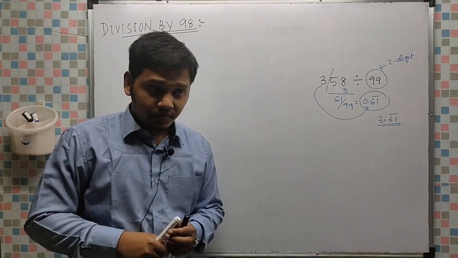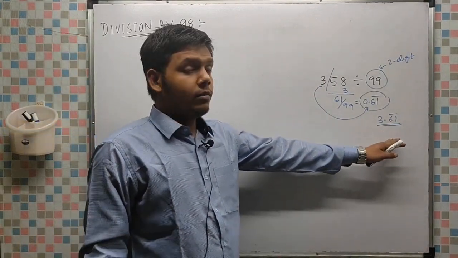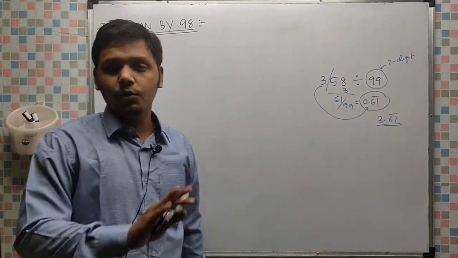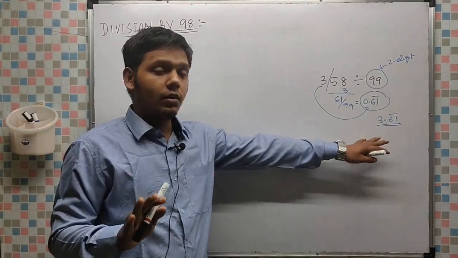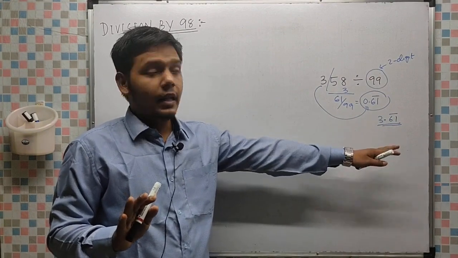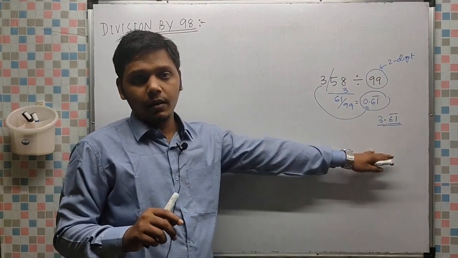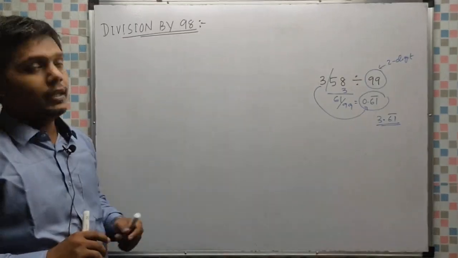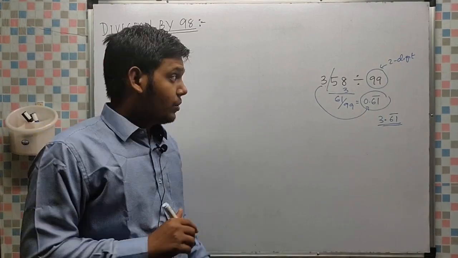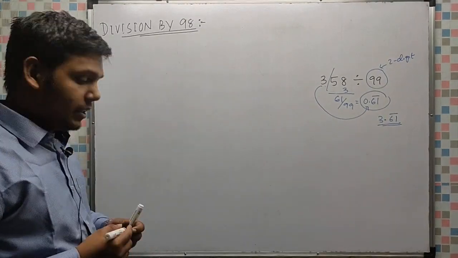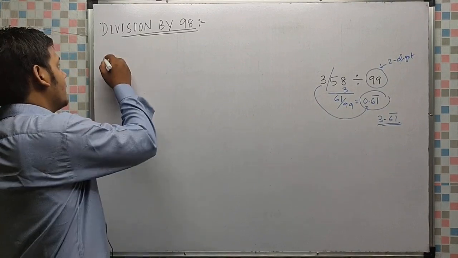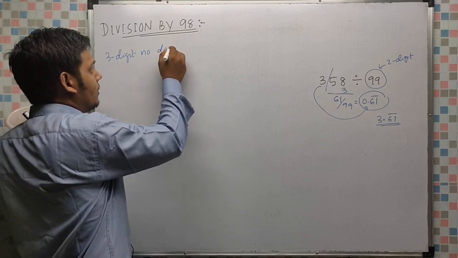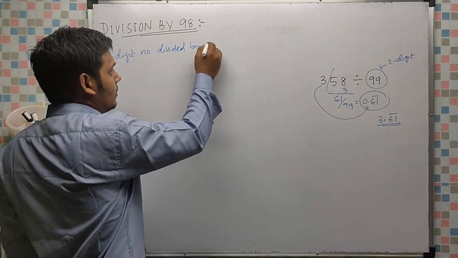Remember one thing: in division by 9 or a series of 9s, you have to put a bar after the decimal, but in division by 98 you don't need to put a bar. In division by 9s you have to put a bar because that is a non-terminating recurring decimal. Here you don't need a bar. So see, if any three-digit number is divided by 98.